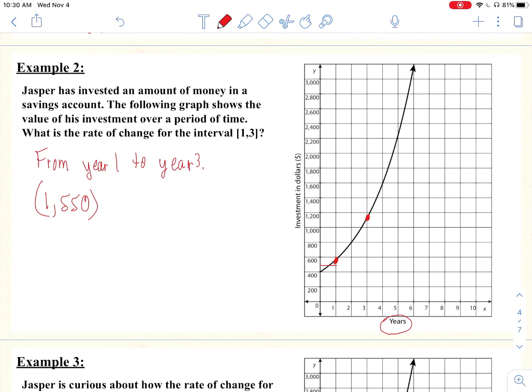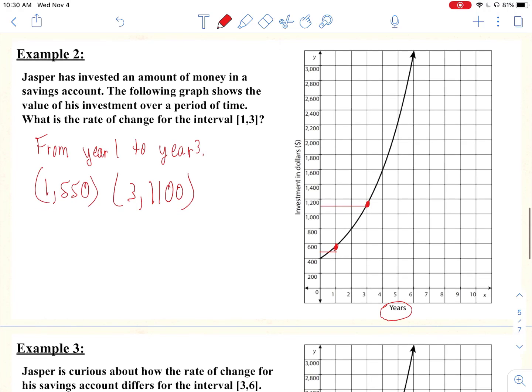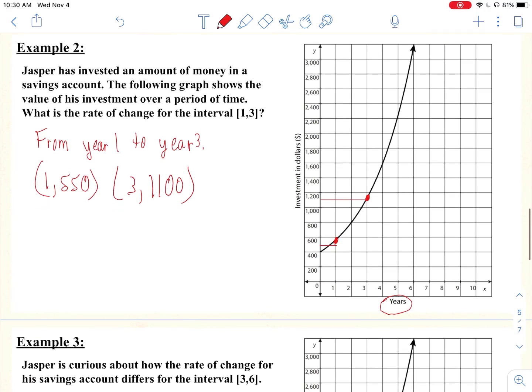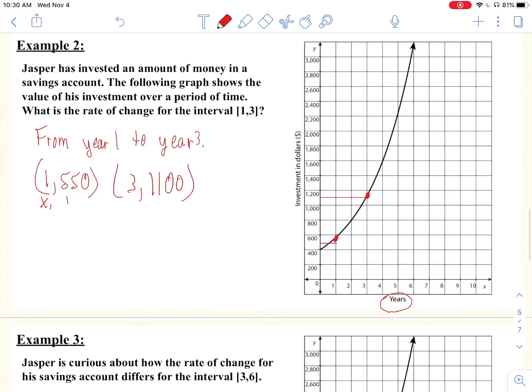Out here. It looks like it hits right between 1,000 and 1,200, which is going to leave us at (3, 1,100). We have 2 points to determine our rate of change for this problem. So this is going to be our x1, this is our y1, this is our x2, this is our y2.